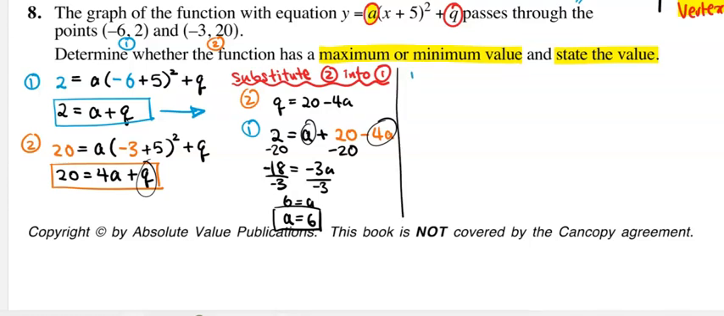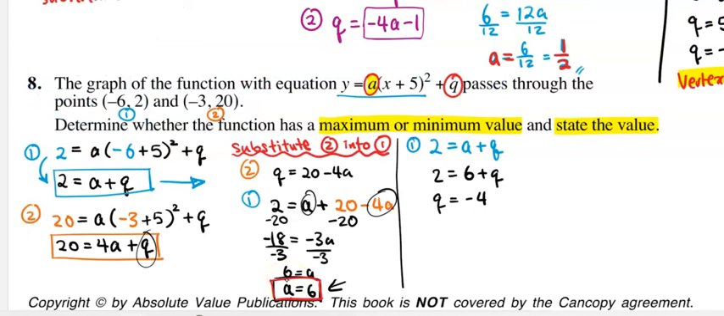But I'm not done here, so I'm going to go back to my first equation with my x and y values in there, and I'm going to try to solve for q. Now, take note that my original equation in the form y is equal to a bracket x plus 5 all squared plus q is the same as this one that we've simplified. So why use the more complicated one when we can use the simple one? 2 is equal to a plus q, but instead of a here, I could use 6. 2 is equal to 6 plus q. So that means q must equal 2 minus 6, which is negative 4.